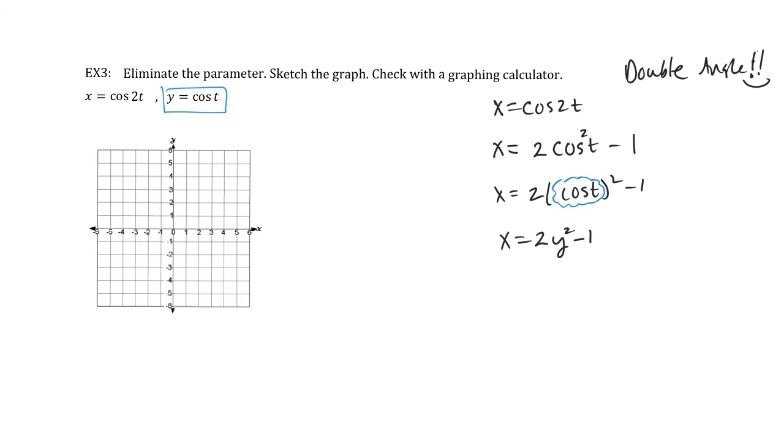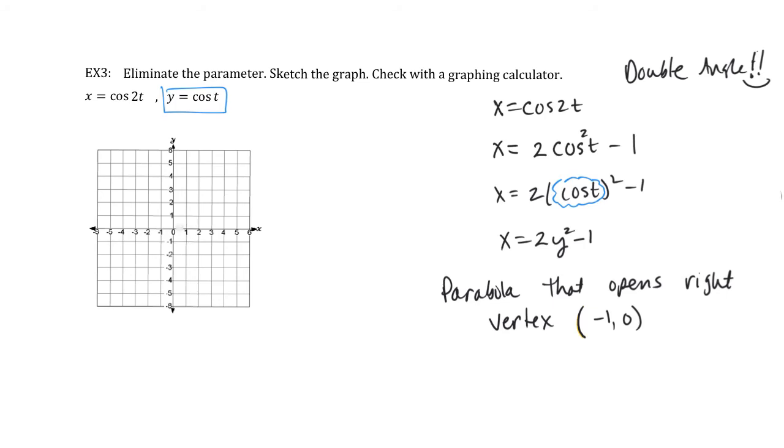So that is a parabola. Opens right with a vertex of, oh, negative 1, 0. Okay. But I do want to just see a little tiny bit more here. Let's see what's going on. Where does it start? We know the vertex, we know it opens right.